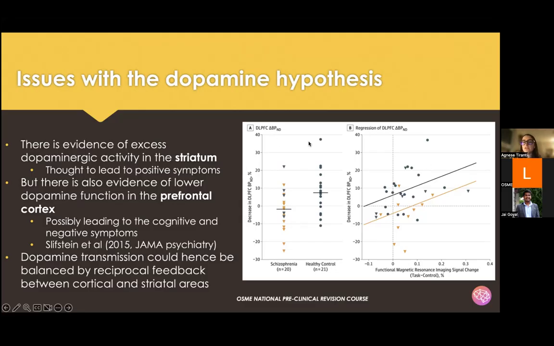This is the paper showing prefrontal cortex changes. So in schizophrenia, you can see less dopamine in the dorsolateral prefrontal cortex.